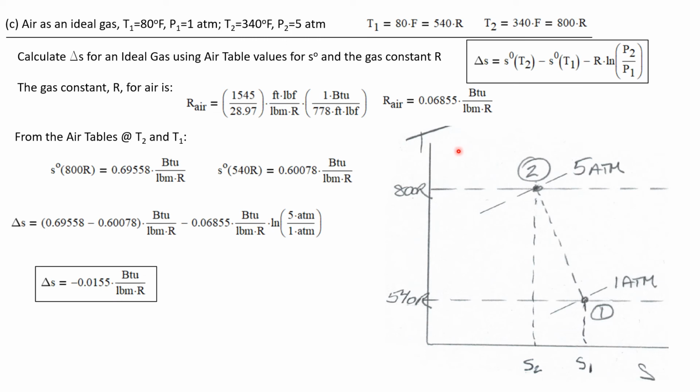Let's plot that. We have a temperature entropy diagram. State 1 is a temperature of 540 degrees R and a pressure of 1 atmosphere. So I'll plot that here, and it has a specific entropy of S1. Now state 2 is at a temperature of 800 degrees R, a pressure of 5 atmospheres, and we notice that S2 is less than S1 because delta S is negative.